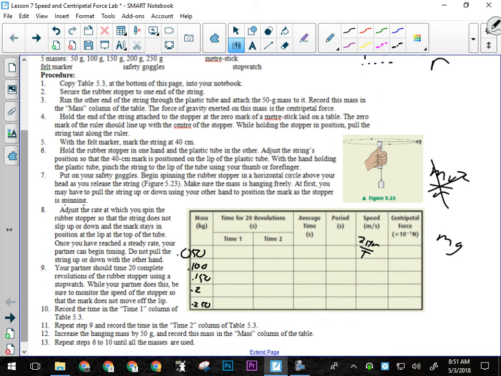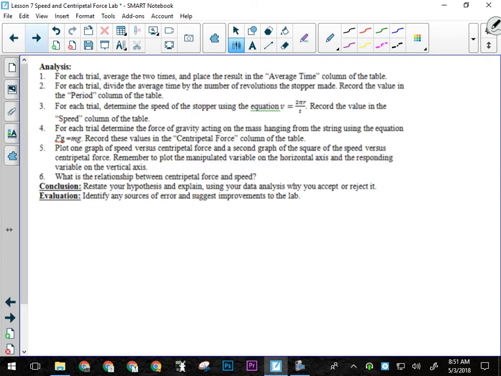And then for your analysis, most of your analysis is filling in the chart, which we've already talked about. For each trial, calculate the force of gravity. That's also still filling in the chart. 5, plot your graph. 6, what's the relationship? Tell me what it is. Give me some evidence for it. Explain it a little bit. Looking for, for sure, a few lines worth of explanation there. Not just it's this. It's got to be explained a bit. Conclusion: copy and paste your hypothesis. Explain why you can accept or reject it based on what happened in the lab. Sources of error: same as last lab.